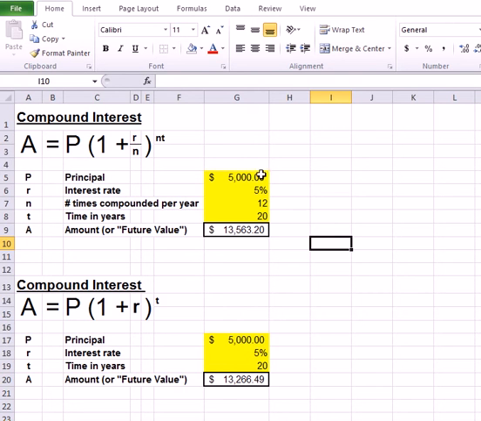And again, from there you can change any of these variables to see what impact it would have on your future value. And that's all there is to it.